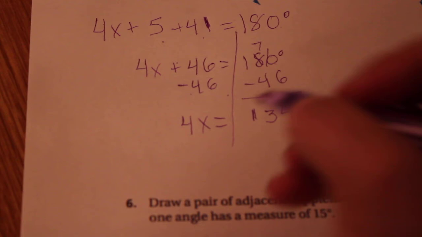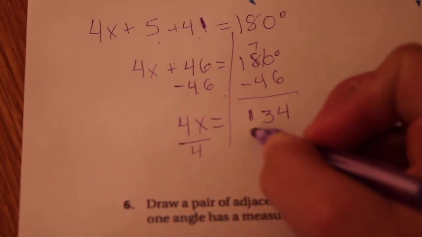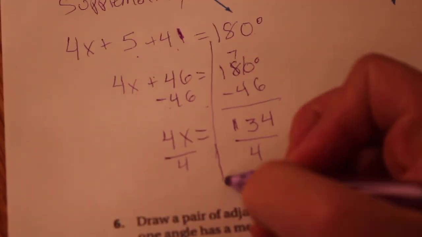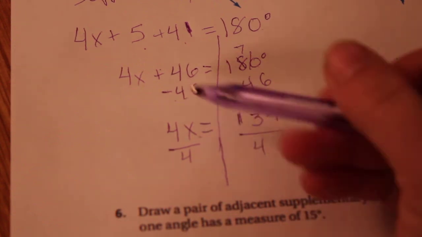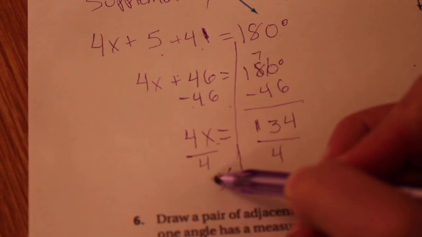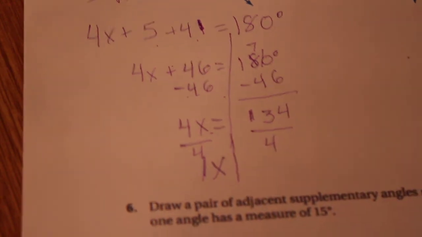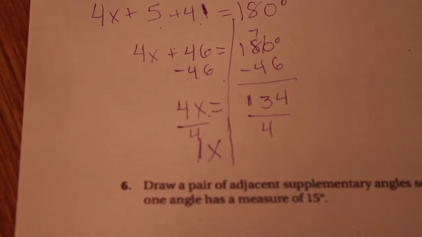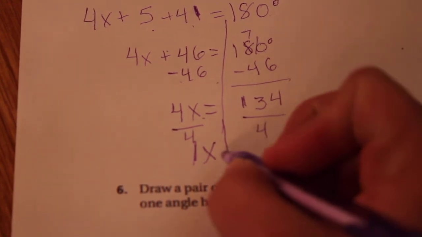Now our last step is going to be to divide by 4 and divide by 4. We do this because remember we want just one x. So 4 divided by 4 will give us our 1x. You can write that 1 out front. You do not have to. Just remember if you have 1x there, there is a 1 out front. 1 times anything is itself.